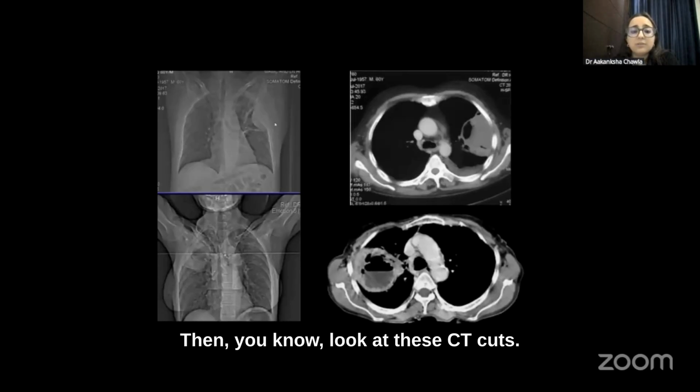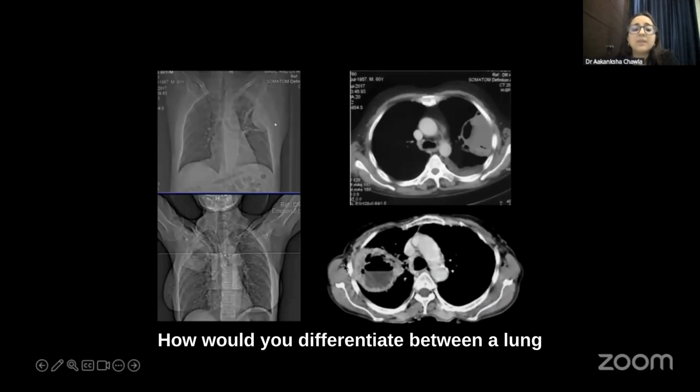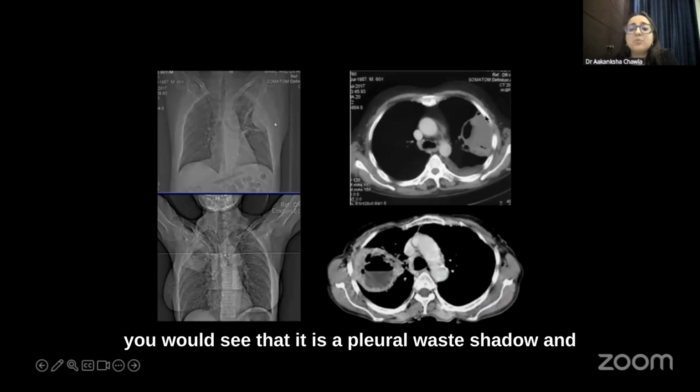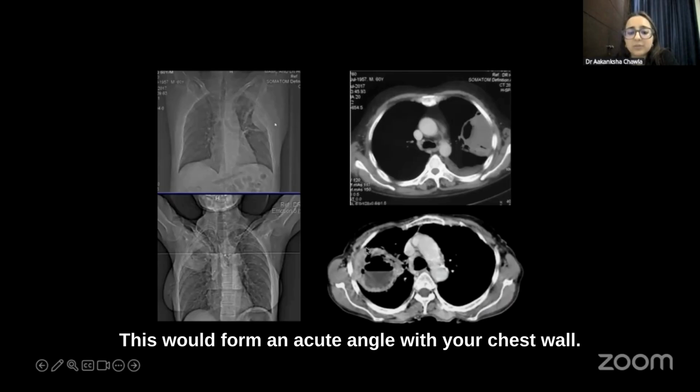Then, look at these CT cuts. How do you differentiate on CT as well as chest X-ray between a lung abscess and an empyema? So we'll talk about these two CT axial cuts. An empyema is a pleural based shadow, and a lung abscess would be in the lung parenchyma. An empyema would form an obtuse angle with your chest wall. A lung abscess would form an acute angle with your chest wall.